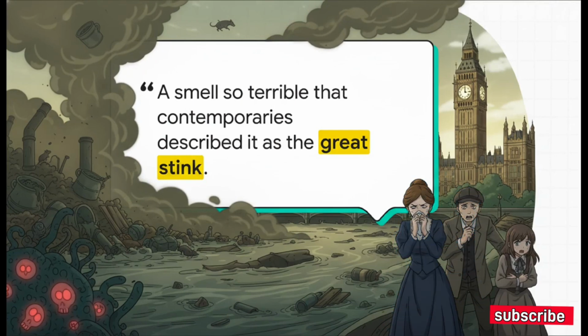Juxtaposed against all that incredible Victorian wealth was the grim reality of 1858. The River Thames was essentially acting as an open sewer, packed with human and industrial waste. It smelled so incredibly horrific that locals simply dubbed it the Great Stink. But much worse than the smell, this contaminated water caused frequent, highly deadly cholera outbreaks.